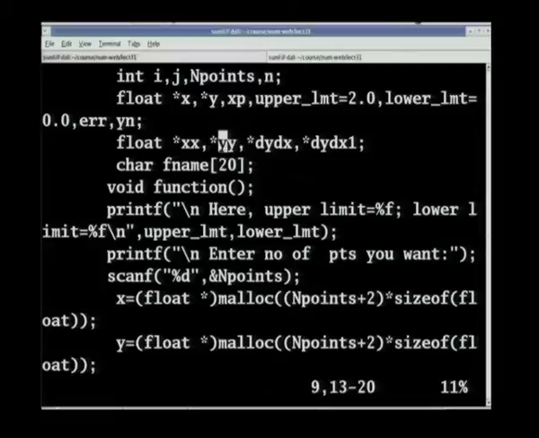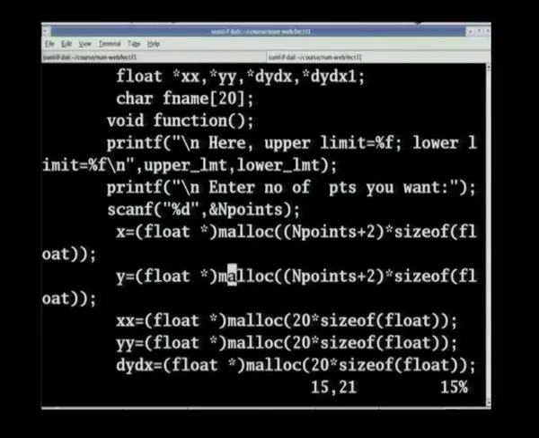I have defined some more arrays here: xx, yy, dydx and dydx1. These are derivatives. I have defined two derivatives because I want to distinguish between the actual derivative at xi, yi and the derivative at xi+1, yi+1, the predicted values. So that is dydx and dydx1, the two derivatives. And xx and yy are the values at which we are going to evaluate the function, that is xi and yi.